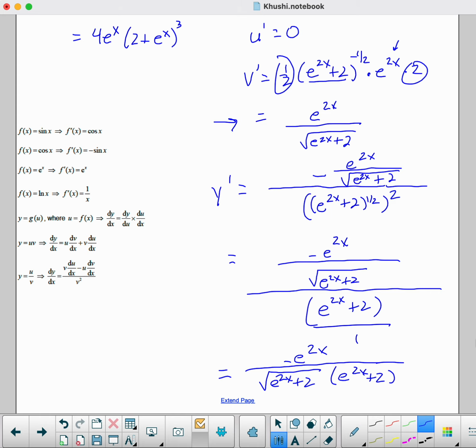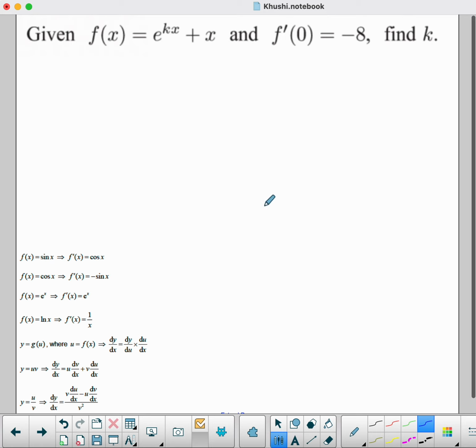All right. Next. All right, this is sort of a long one. I think we did one like this before. They give us a function. It's got a k in it. And then they give us the derivative of the function and a value, and we got to find k.